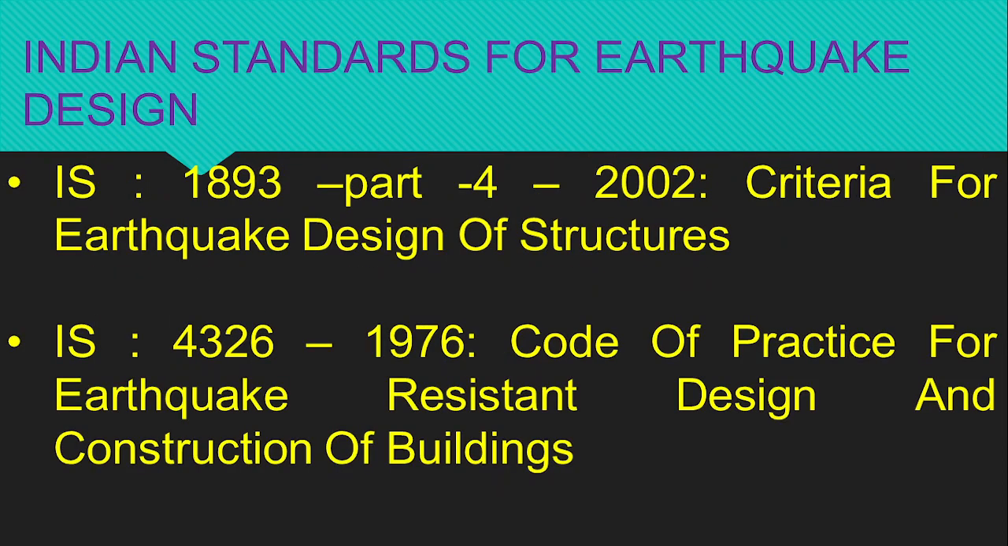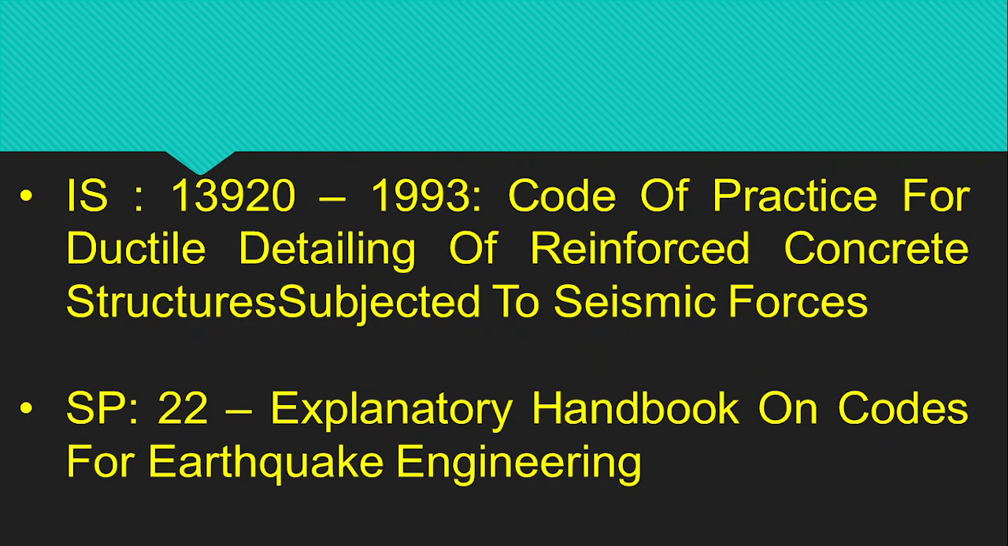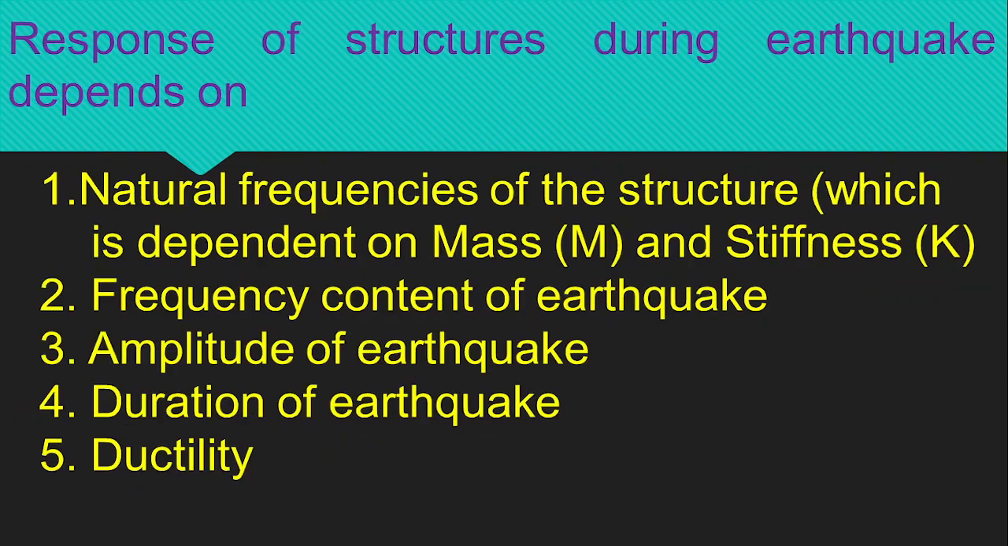Now, as per the Indian standard for earthquake design, there are several IS codes. Out of that, the very important IS code is IS 1893 Part 1 2002, criteria for the earthquake resistant design of structures, and the modified version is 2016. IS 4326 1976, Code of Practice for earthquake resistant design and construction of buildings. IS 13920 1993, Code of Practice for ductile detailing of reinforced concrete structures subjected to seismic forces. SP 22, Explanatory Handbook on Codes for Earthquake Engineering.